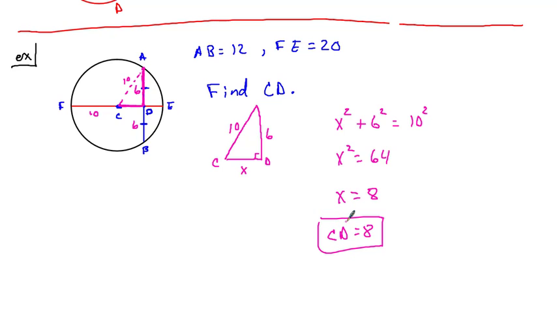Okay, if they had asked us for how long DE is right here, well, we could have found that. That's 2, because 8 plus 2 makes the 10 we needed. So not really that hard. Just uses a few little random facts to help you solve the problem.